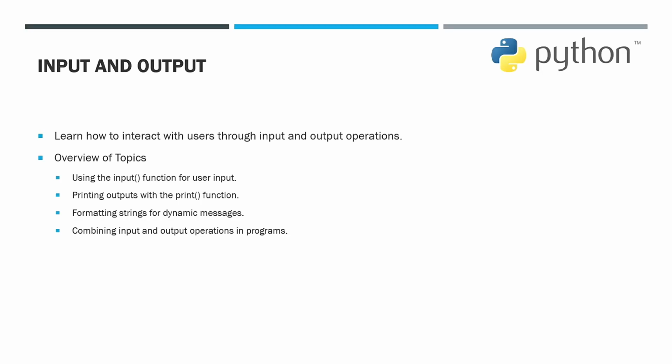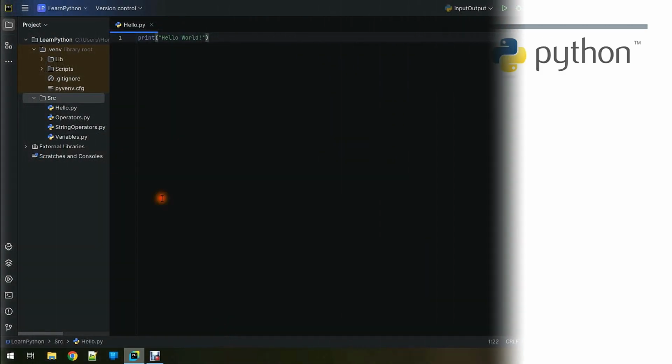In this session, we will learn how to interact with users through input and output operations. We will learn the use of input functions for user input, printing outputs with the print function, formatting strings for dynamic messages, and combining input and output operations in programs.